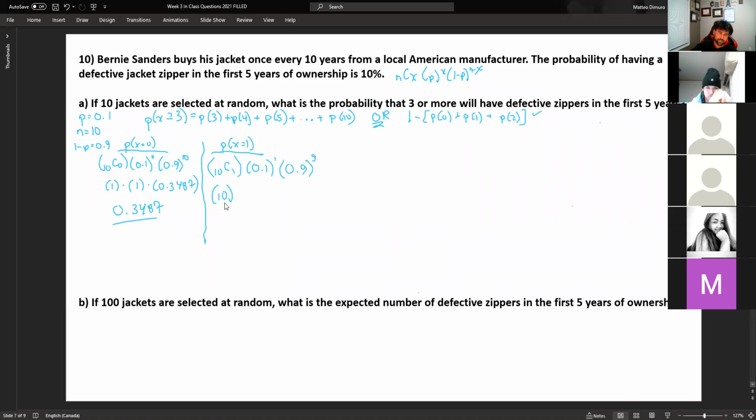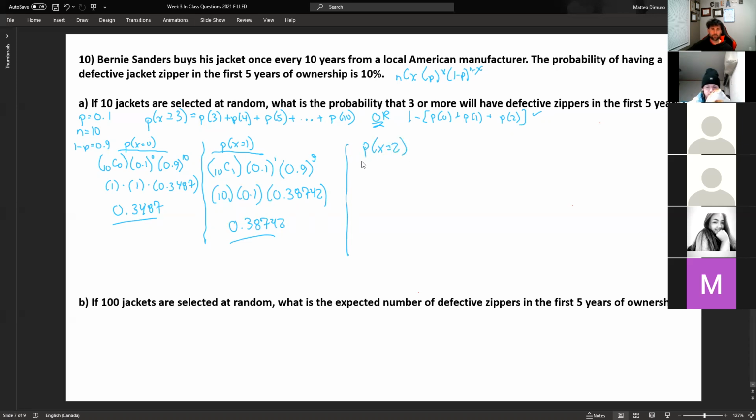10C1 is 10. Anytime you have something C1, it's always going to be whatever n is. So if n is 10, it's going to be 10. If n was 50, it would be 50. 0.1 raised to the power of 1 is still 0.1. And then this thing here is 0.38742. So when you multiply that all together, you're going to get 0.38742 because 10 times 0.1 is just 1. All right, we're almost there.